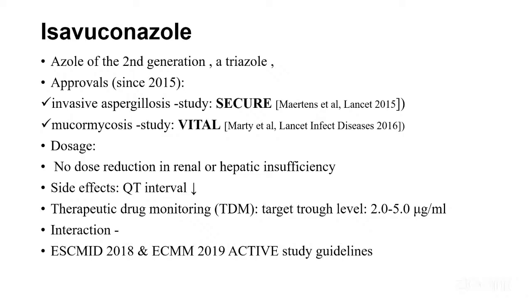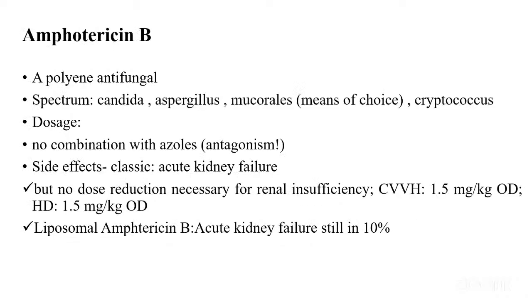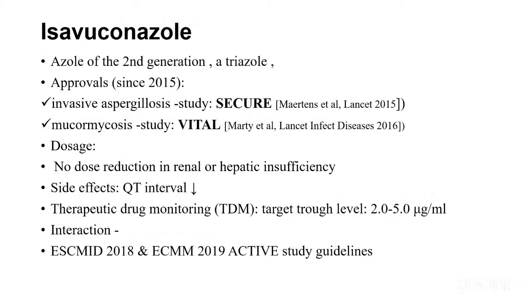Less hepatotoxic compared to voriconazole, in contrast to voriconazole and posaconazole, hydrophilic and not lipophilic, which could accumulate in renal insufficiency. No dose reduction in renal and hepatic insufficiency because cyclodextrin is not available in the IV form. Side effect: decreased QT interval. Therapeutic drug monitoring: trough level is 2 to 5 microgram per ml, but routine trough level monitoring is not recommended. Trough level monitoring is recommended only in severe cases of aspergillosis and mucormycosis.